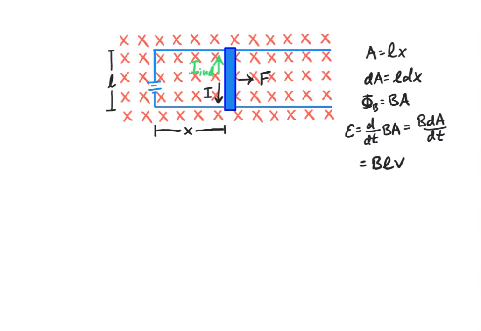It will not come to rest. It will continue moving at constant velocity. This is another way that terminal velocity comes into play. So another great question that we can do with Faraday's law is we can ask, what is the terminal velocity of a rod in this kind of circumstance?